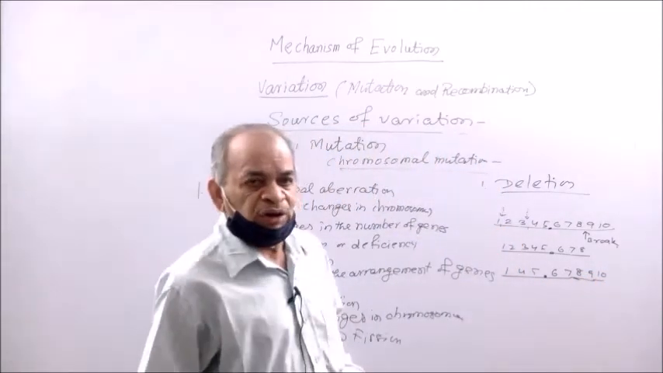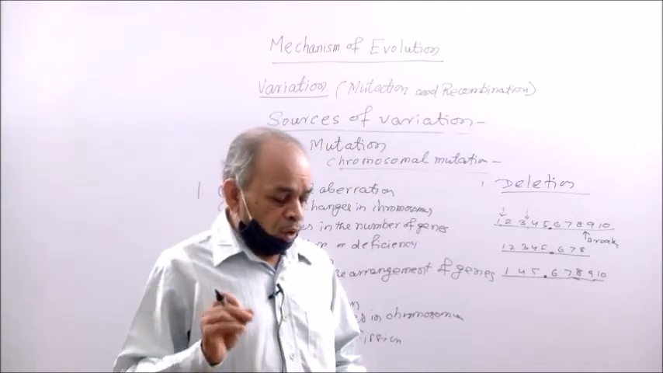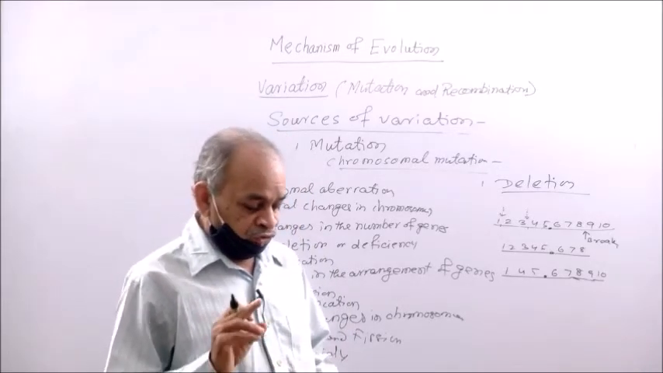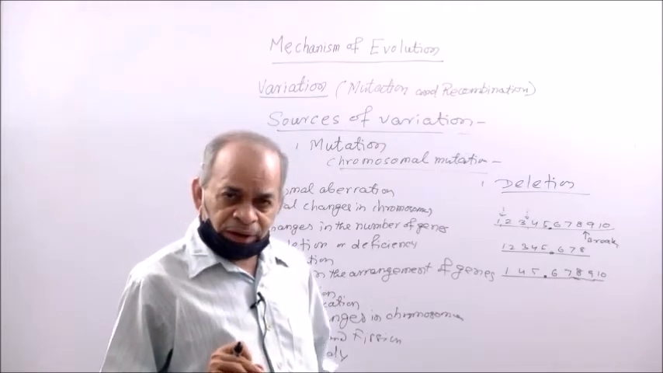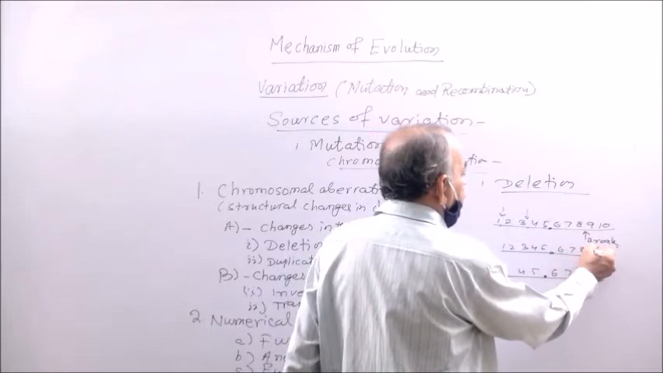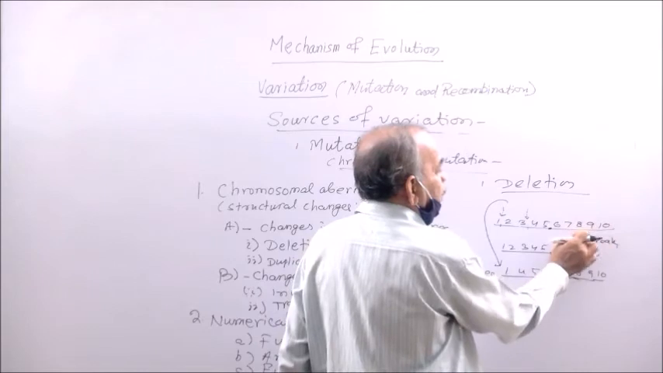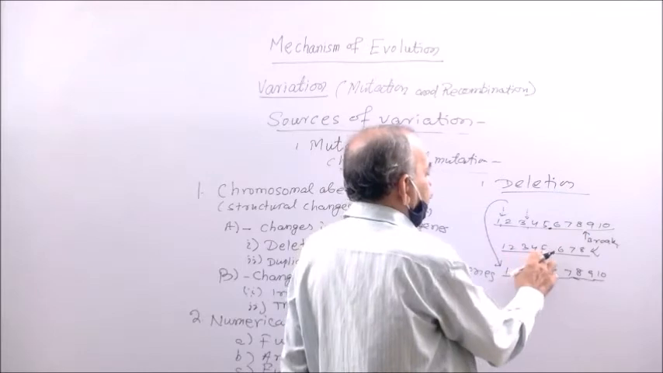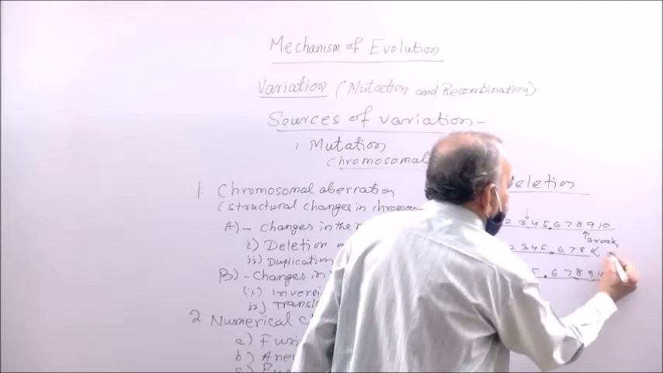Deletion or deficiency. Deletion means loss of chromosomal material. It may be terminal, that is from the end, or intercalary, involving two breaks. See, this is terminal because here a break occurs and this is lost. Now the chromosome becomes 1, 2, 3, 4, 5, 6, 7, 8, 9, and 10 is lost. So this is terminal.